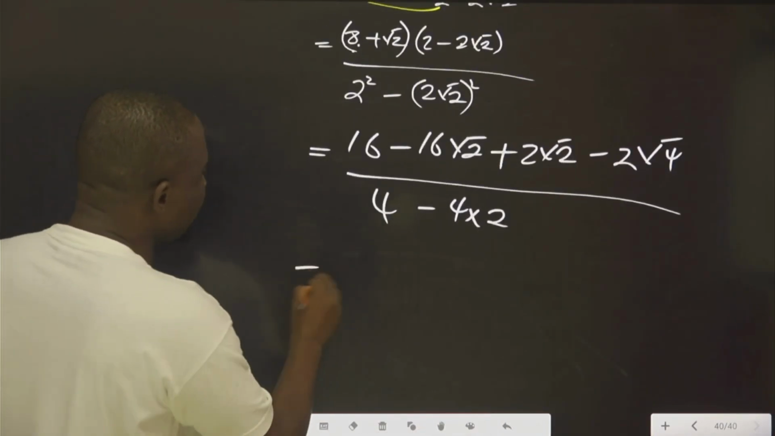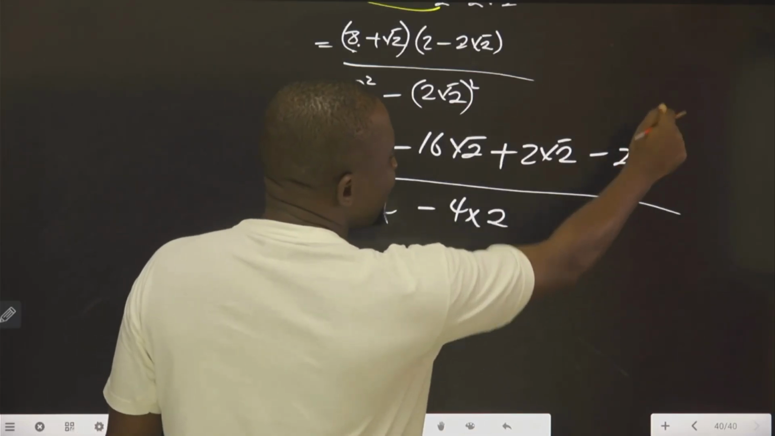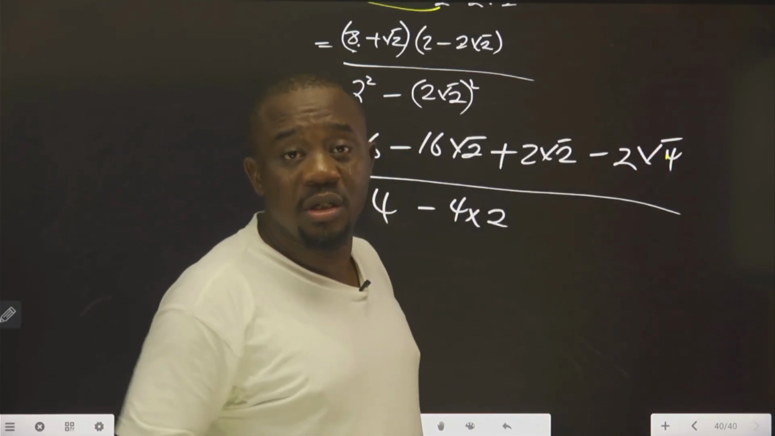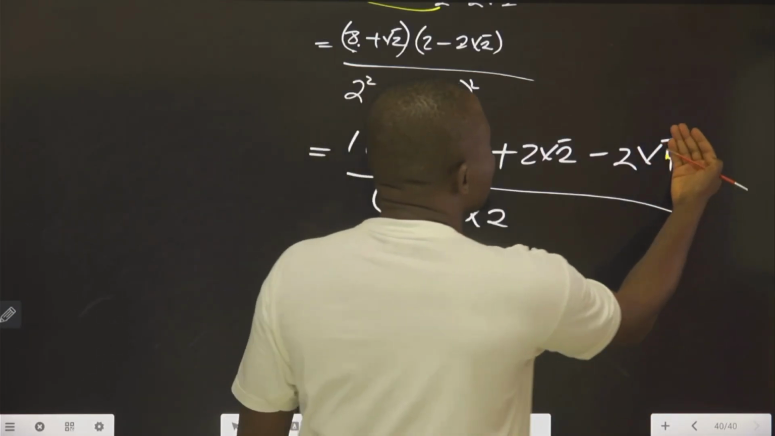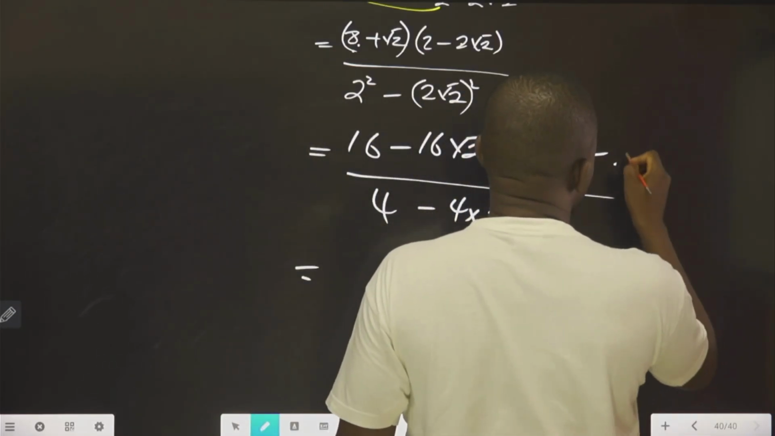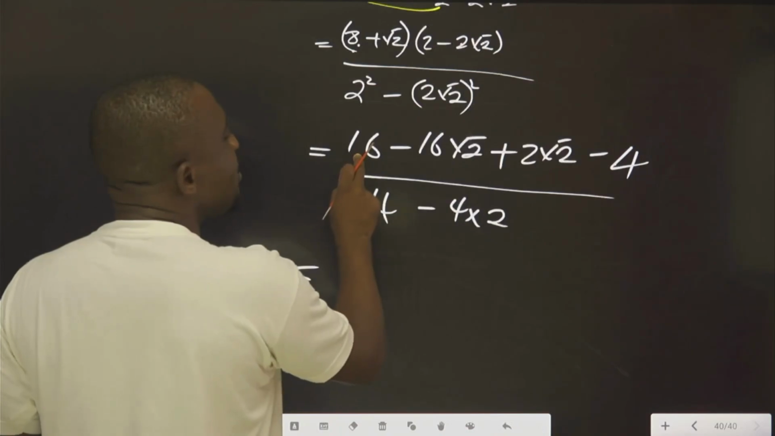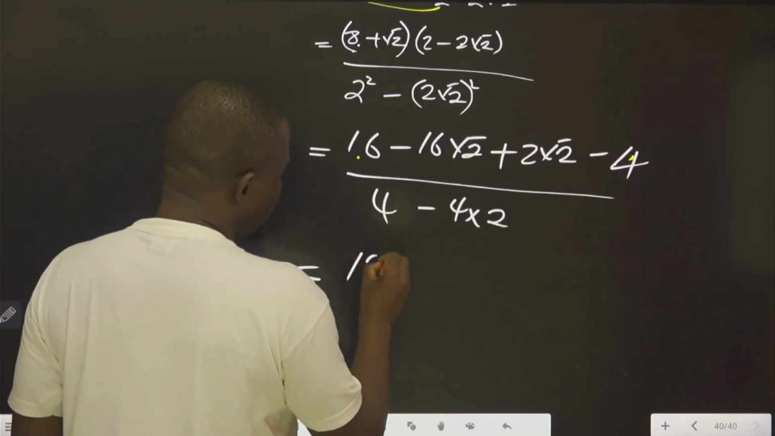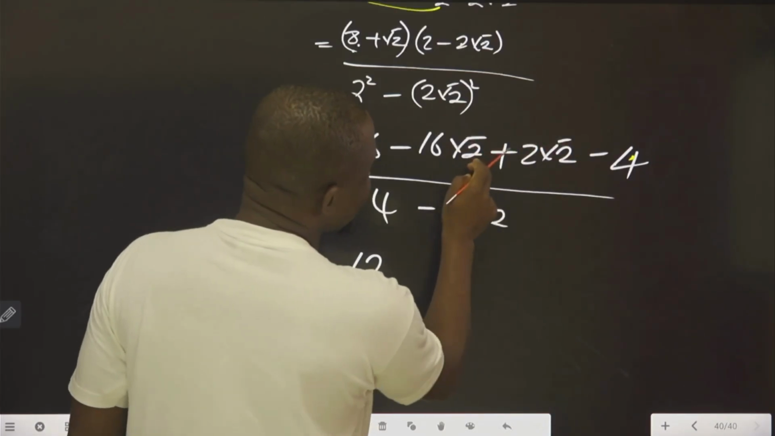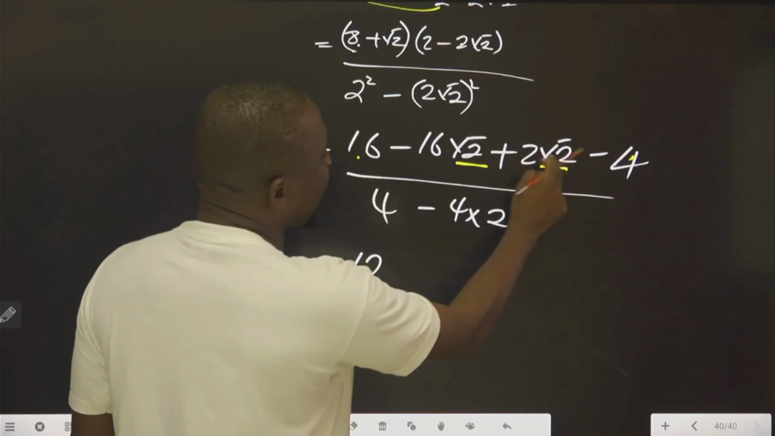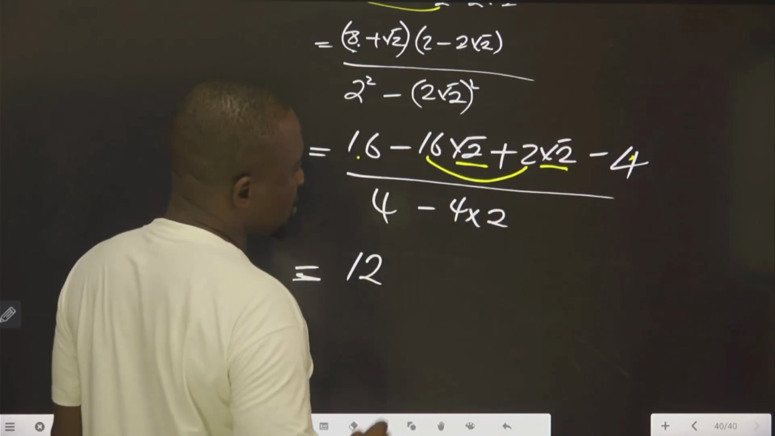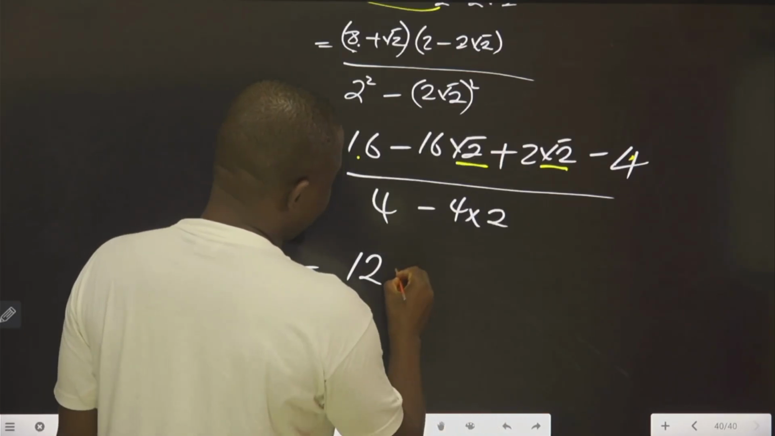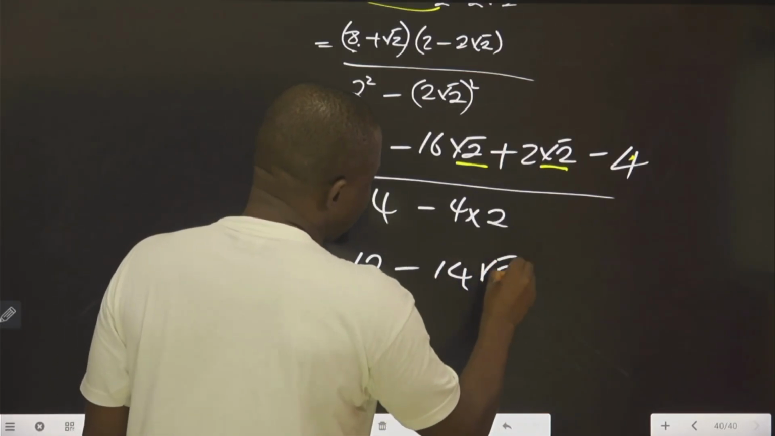Now, we can continue. This actually will give us 4, because the square root of this is 2. Multiplied by 2 is 4. So let's just put the 4 straight. So this is actually 4. 16 minus 4 will give us what? Will give us 12. This and this are the same. Therefore, we can use this to work. That is 16 minus 2. That is 14. 14 square root of 2.